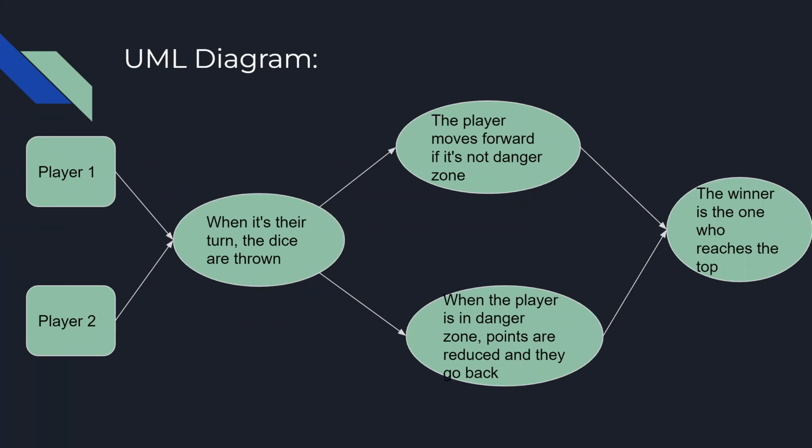And here is the UML diagram. Just the diagrammatic representation of what I told just now. Two players, player one and player two, throw the dice one after the other and move forward. And if they get in contact with the danger zone, then automatically they will move back 5 steps. And if the player does not come in contact with the danger zone, then he will move forward, and the winner is the one who reaches the top. And thank you.